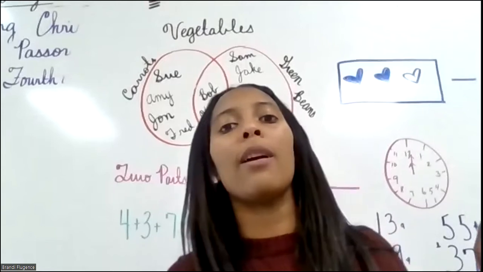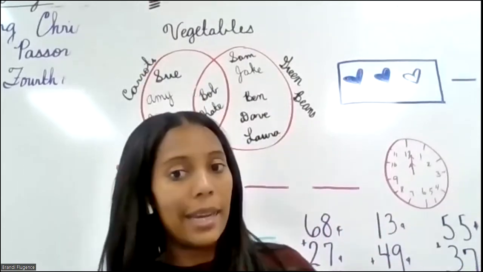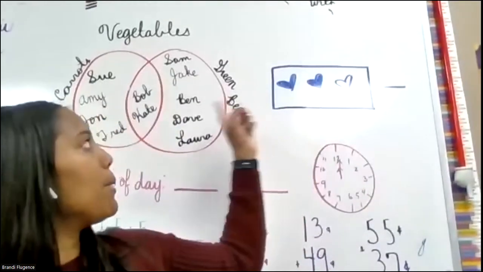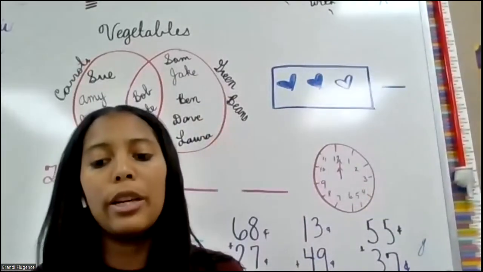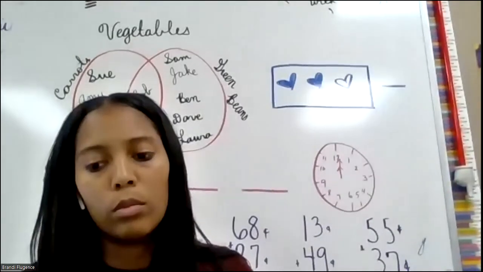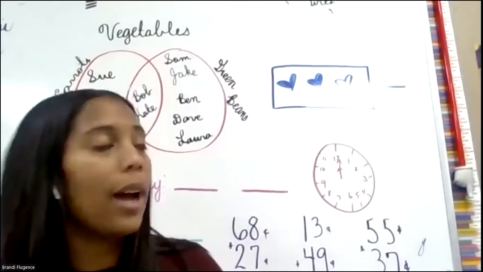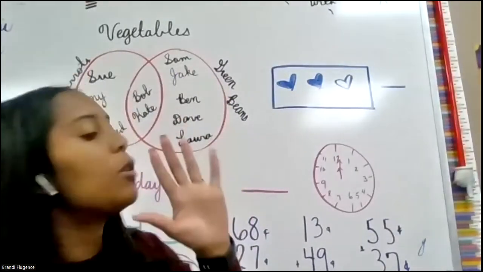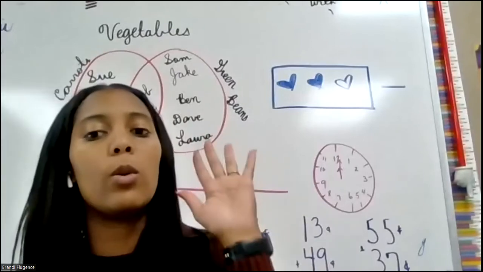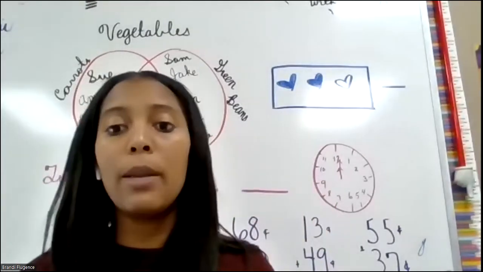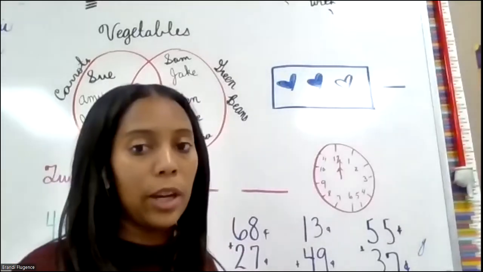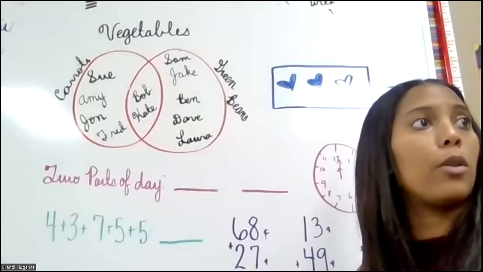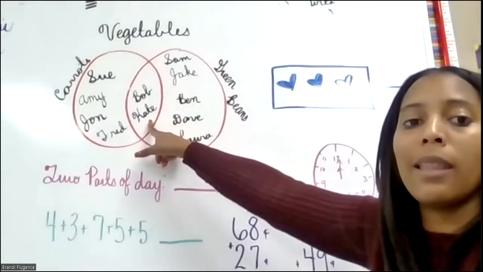How many people said their favorite vegetable was only green beans? Only green beans. Dennis, how many people said their favorite vegetable was only green beans? 5. We have Sam, Jake, Ben, Dave, and Laura. Those 5 said their favorite vegetable was only green beans. How many people said they like both of the vegetables, both carrots and green beans? 2. That's Bob and Kate in the middle.